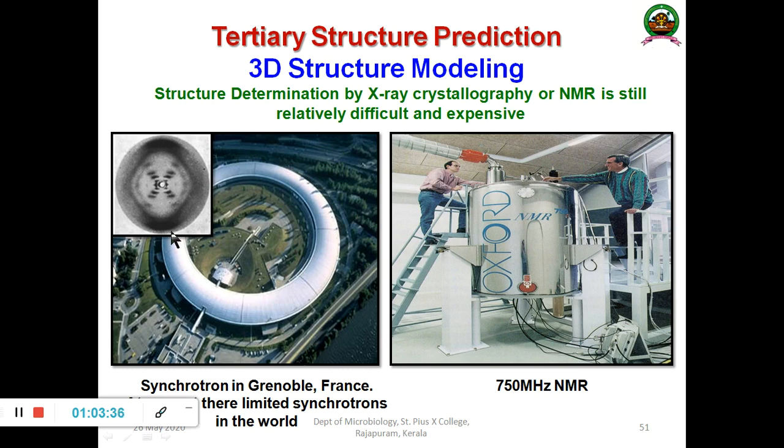Experimentally, I told you, the X-ray crystallographic facilities are known as synchrotrons. This synchrotron is shown in France and so many other places. There are very limited numbers of synchrotrons, and very well-equipped synchrotrons in the world. Similarly, this is a 750 MHz NMR facility. Very few laboratories have this much high-end NMR facility. Because of all these problems with crystallization or NMR structure, it's a very complicated process, and that is why here we are using the model.